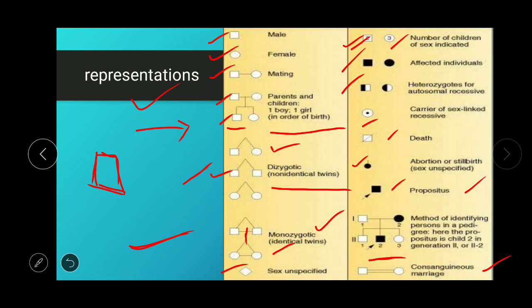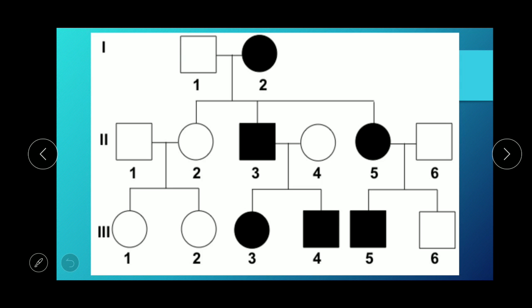Then you can see consanguineous mating, or consanguineous marriage, that is marriage between relatives. Here you can see a pedigree analysis: this is the first generation, this is the second generation, this is the third generation. You can see an affected female, affected males and an affected female, and again an affected female and 2 affected males. On the basis of order of birth, they are represented from left towards the right.